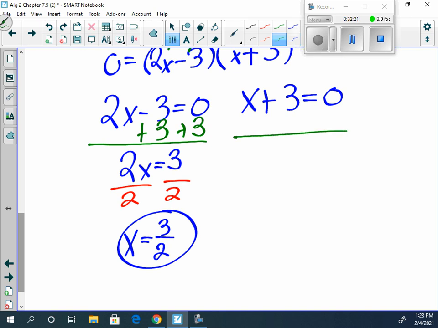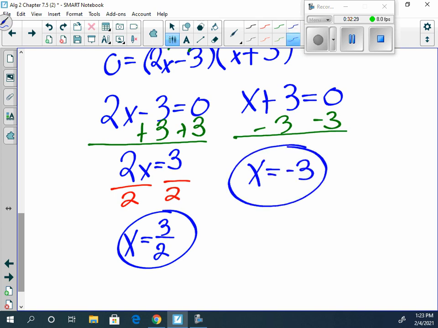And the one over here, we would subtract 3 from both sides, and that will tell me x is equal to negative 3. So these here are both of our solutions, and we're done. Yes?